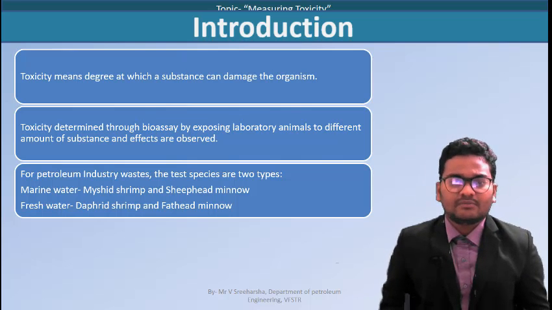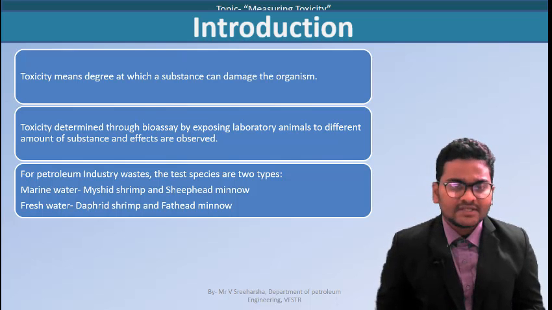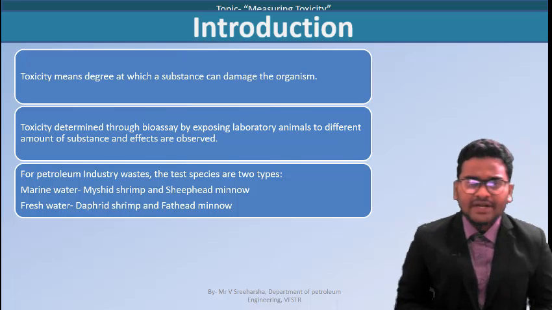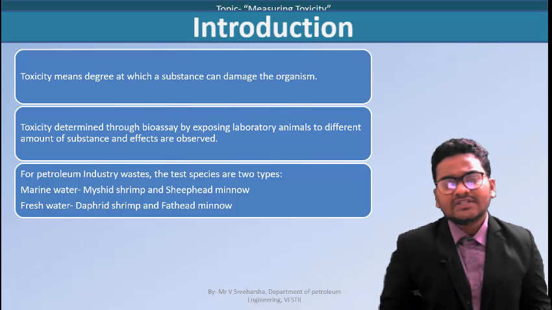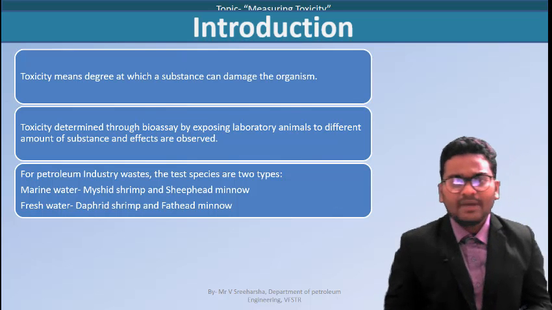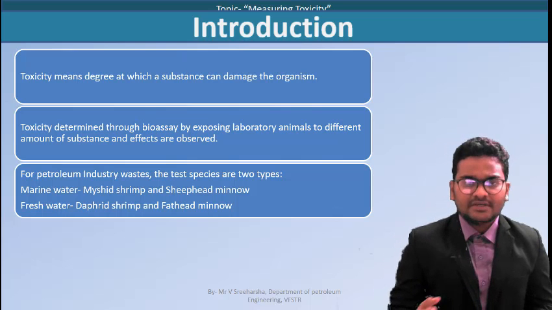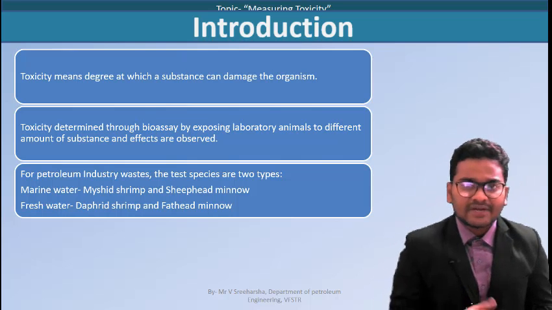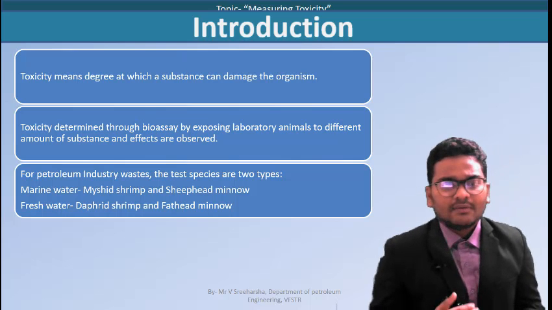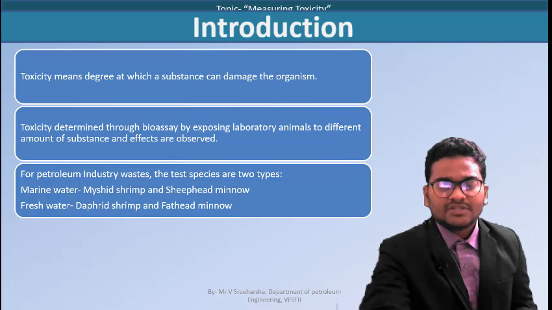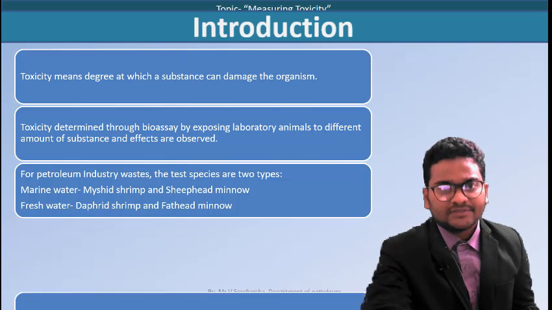Here I mention the petroleum industries. In marine water we use two things: mysid shrimp and fathead minnow. In freshwater we use daphnia and fathead minnow. These are the things we use for calculating toxicity in the petroleum industry. So there are two types: marine water and fresh water. These are the two sample species we are going to test during toxicity testing.